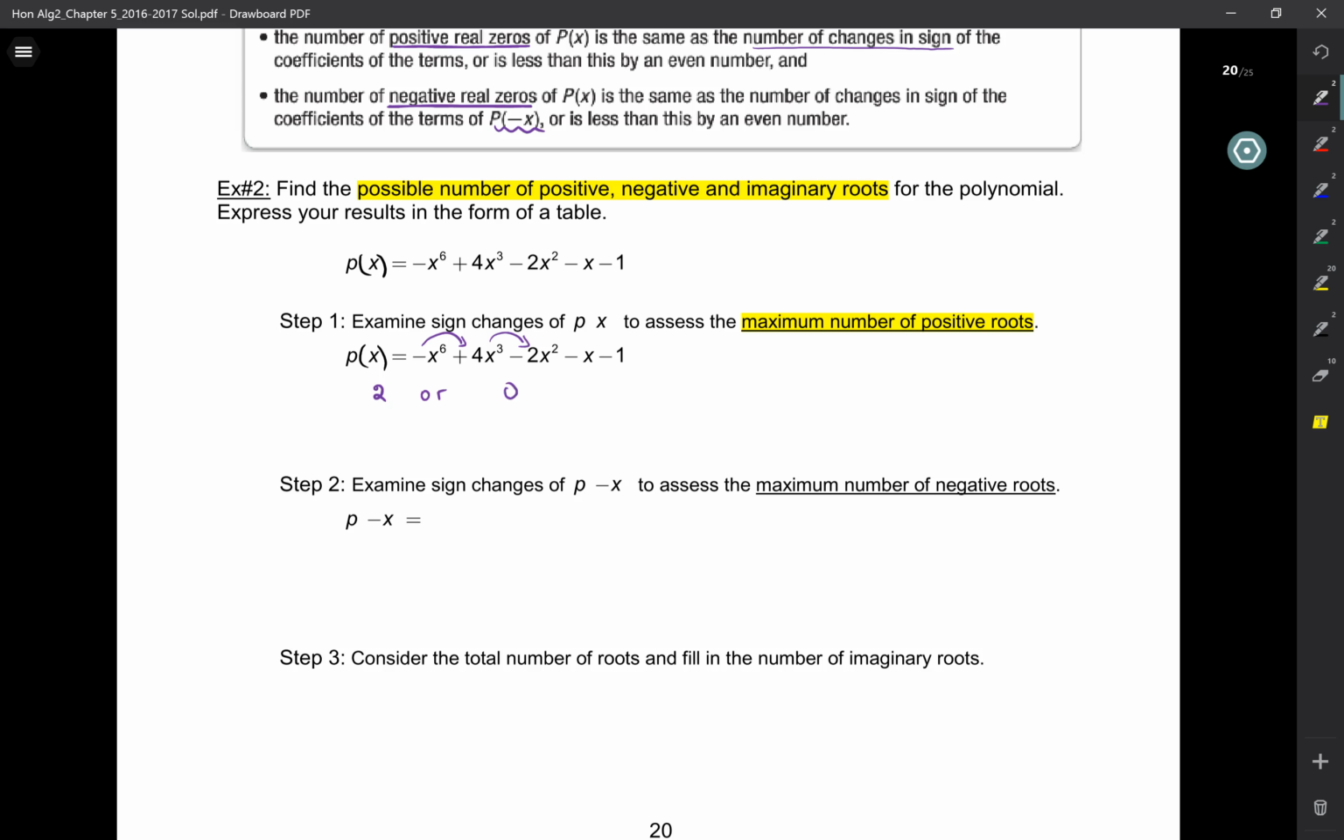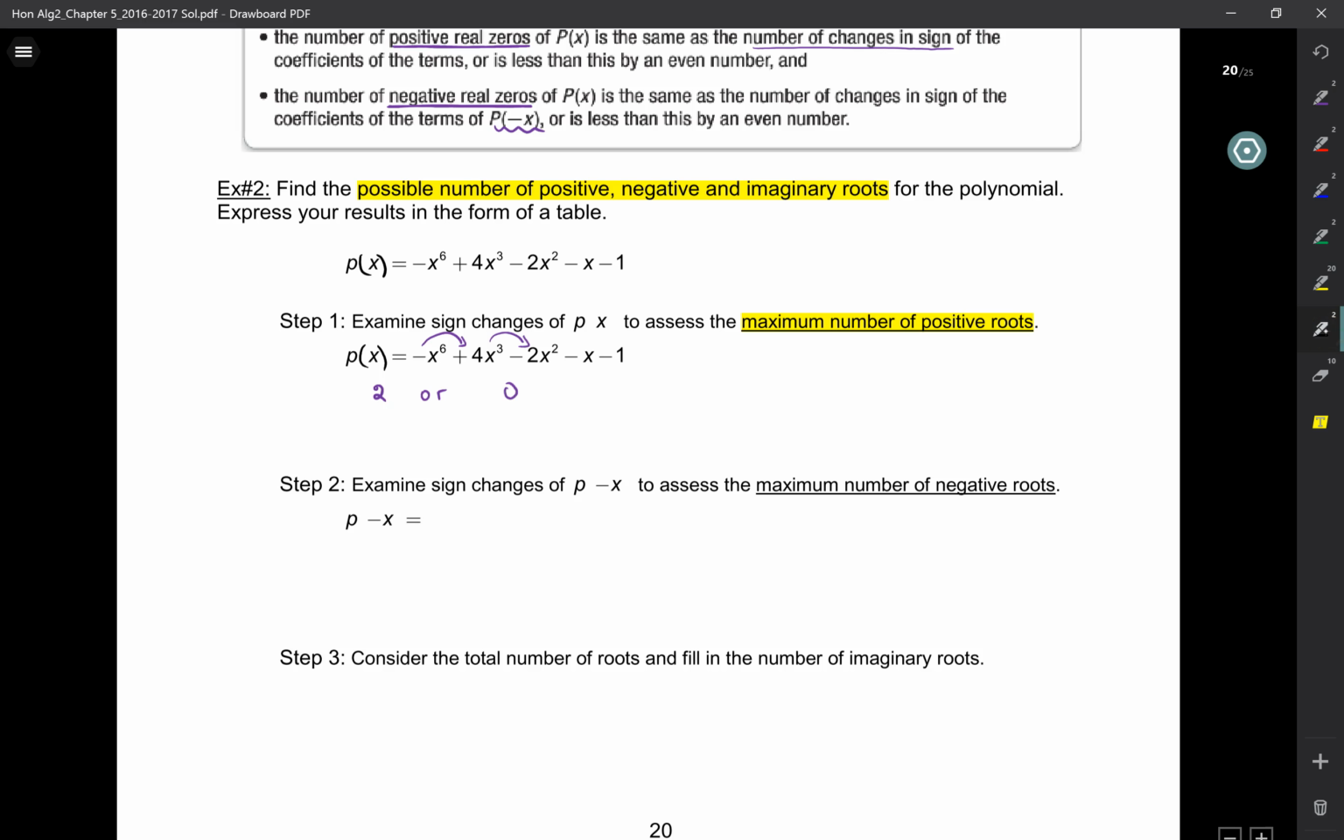In other words, suppose instead of 2, we counted the number of sign changes and we got 6, right? Then it would have been what? 6 or 4 or 2 or 0. Now, suppose we didn't get 6, we got 5. It would have been 5 or 3 or 1. All right? You keep subtracting increments of 2 until you can no longer subtract 2.